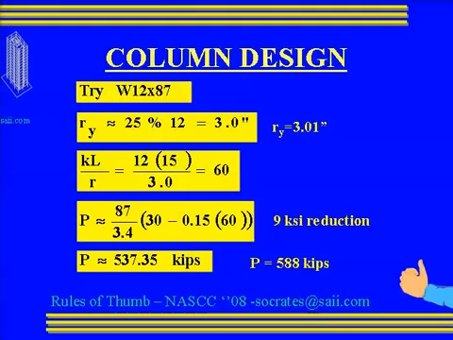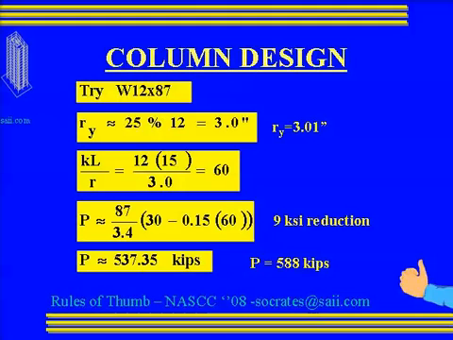And if we check this actually based on the allowable, based on the column curve, we get 588. On columns, you're always going to be conservative on the lower KL over R's and a little bit less conservative. You remember how the approximation fit the column curve. So let's try a 12 by 79.